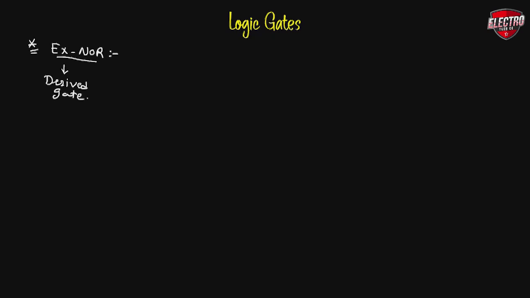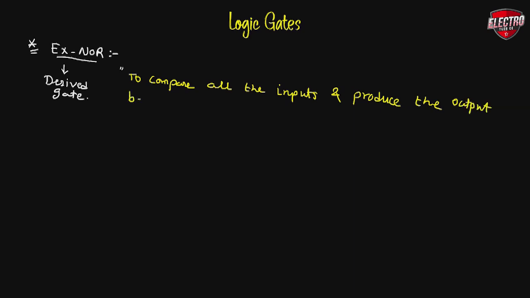Now the function of exclusive OR gate or XOR gate is to compare different input signals and generate the output as per the comparison. Like XOR gate, it compares all the inputs and produces the output based on the comparison, like exclusive OR gate.